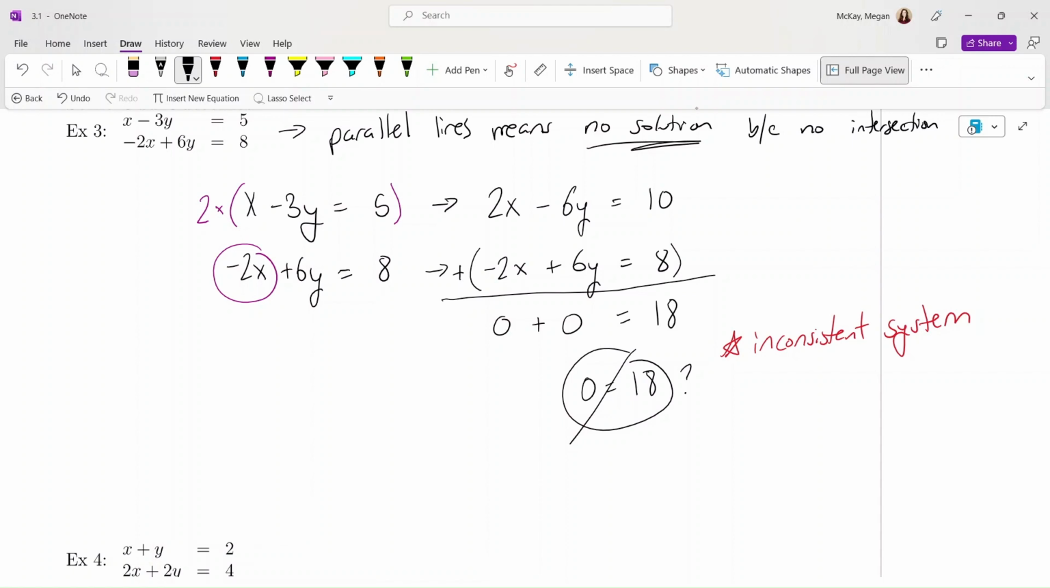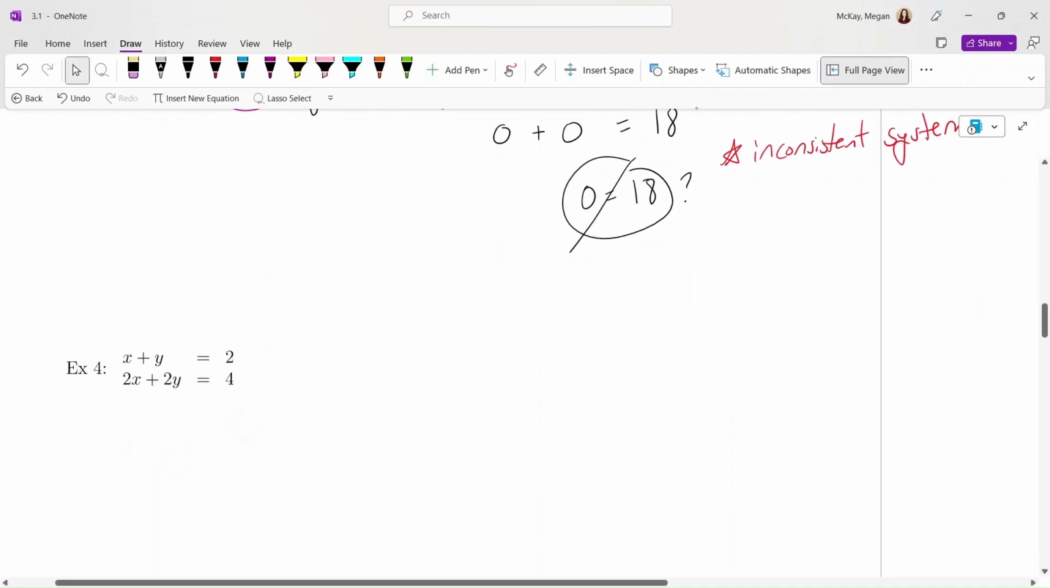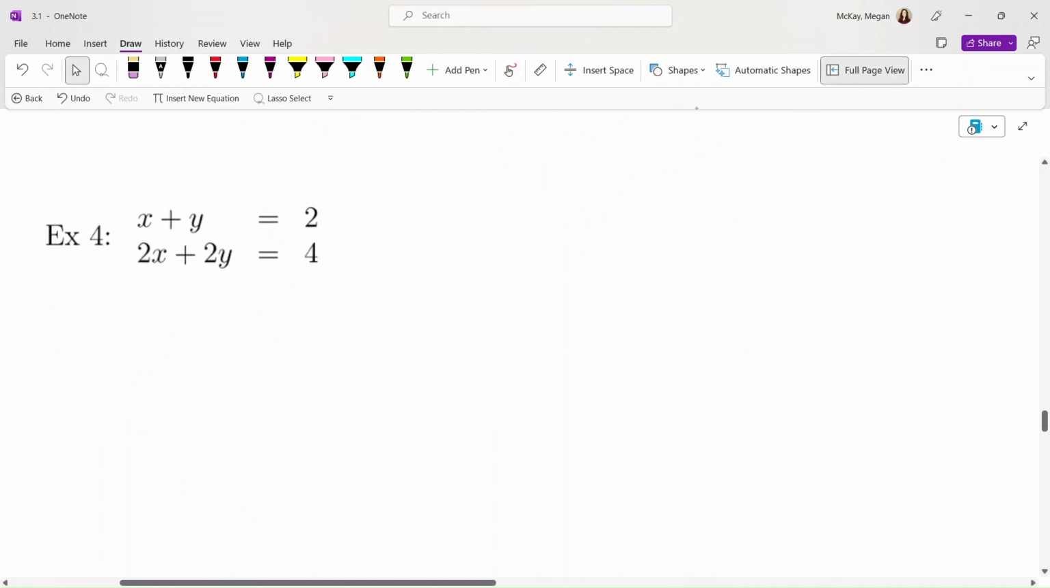Alright, so now we've seen infinite solutions on one line. We've seen a singular solution. And now we've seen no solutions. Let's move on to example 4 to see what else is possible. So here we have x plus y is equal to 2, and 2x plus 2y is equal to 4. Again, we're going to attempt this system of equations by elimination.